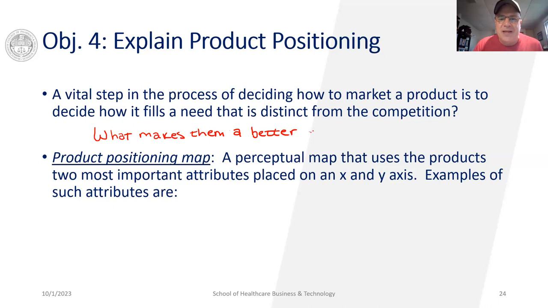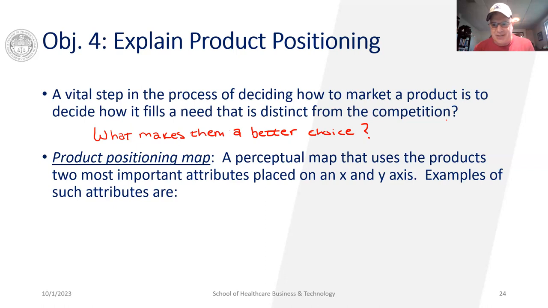So, what makes them a better choice? And so, one of the ways that we can answer this question for ourselves, really, before we market it, is to do a product positioning map. And this is really just a perceptual map that uses our two most important attributes, and we place them on the X and the Y axes.